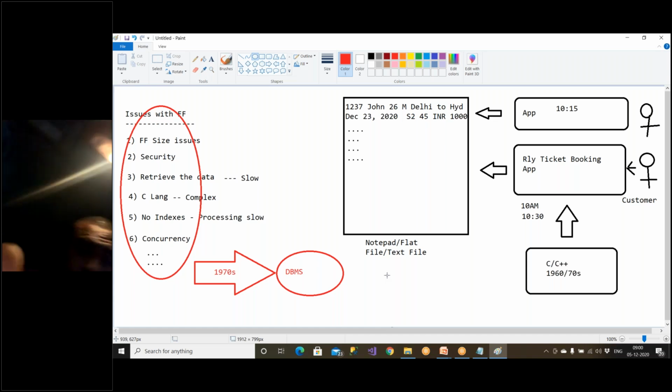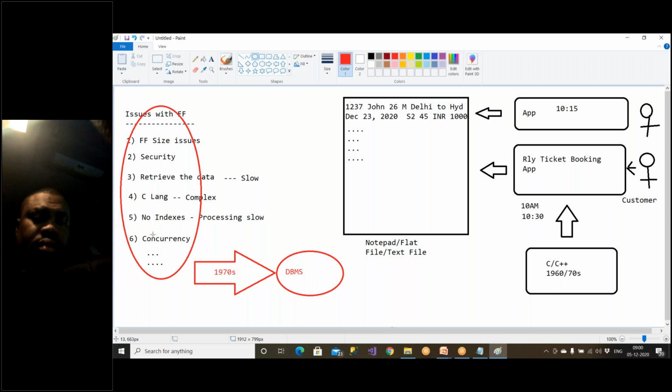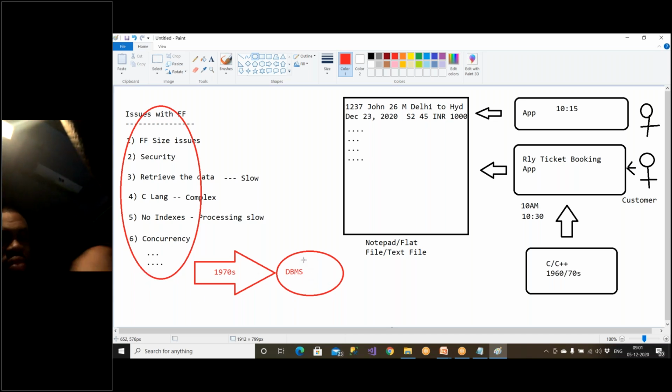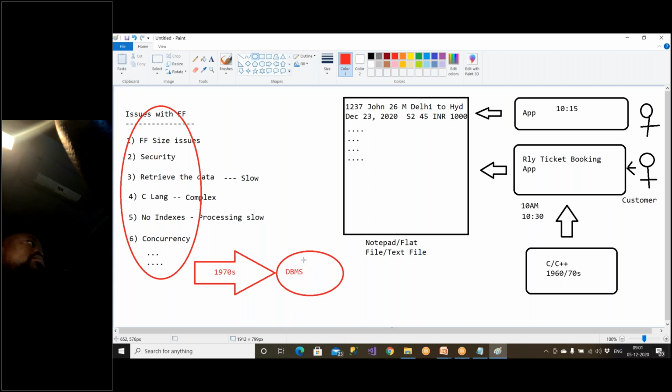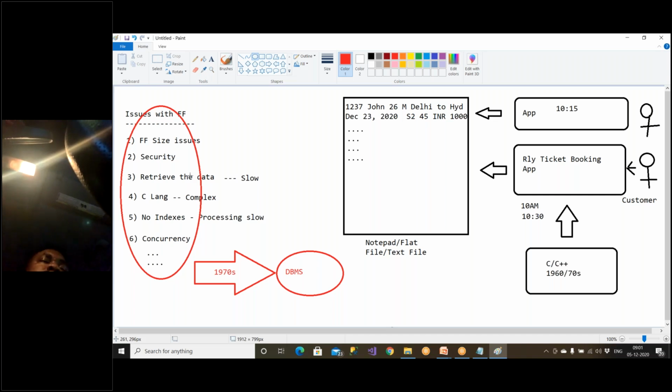So Bell Laboratory scientists and IBM scientists thought this is not the way we should deal with the data. We should have a sophisticated solution. Then they did a lot of research and came up with a concept called DBMS, database management system. If you want to store data, we should not have these kinds of issues: file size limits, lack of security, and very slow retrieval because no indexes are available.